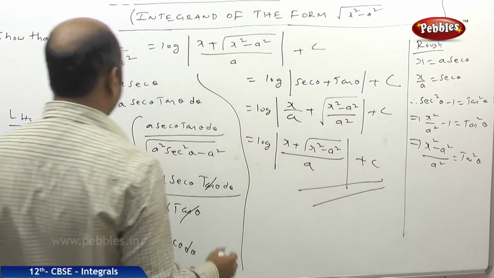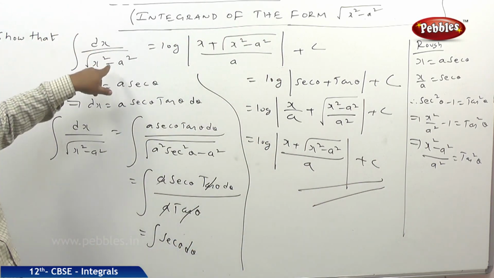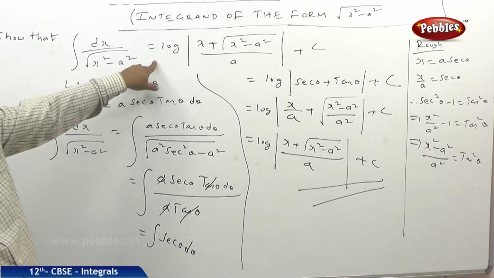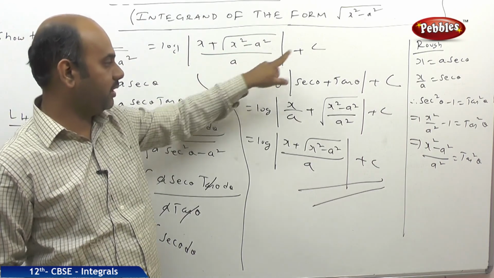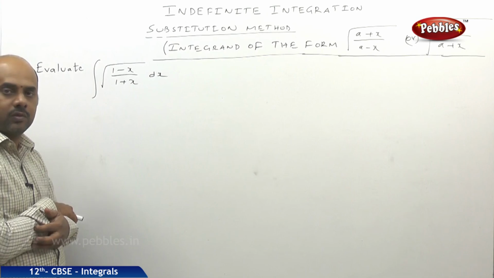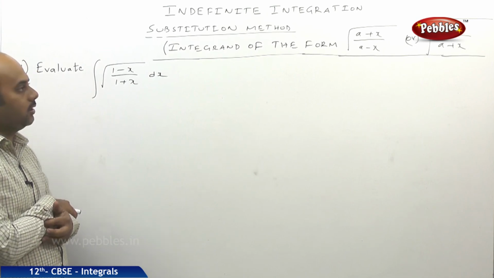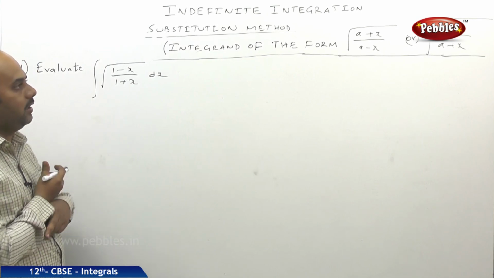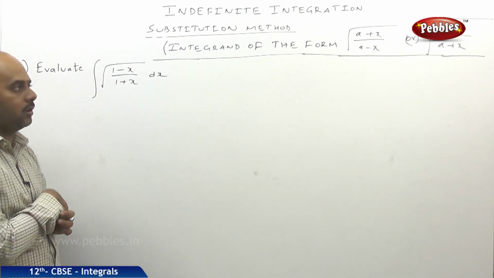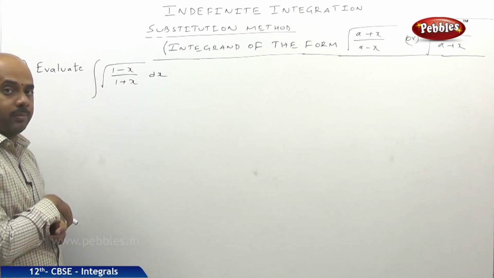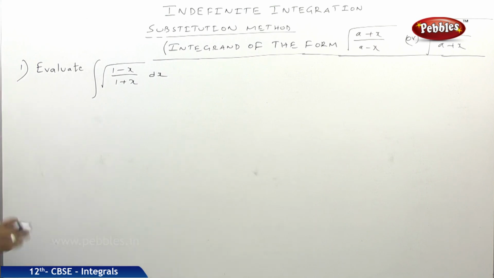So finally, integral of dx by under root of x square minus a square is equal to log mod x plus under root of x square minus a square by a plus c. Under the substitution method, we shall see another category: integral of under root of a plus x by a minus x, or under root of a minus x by a plus x. Only a long answer question will come out of this pattern.